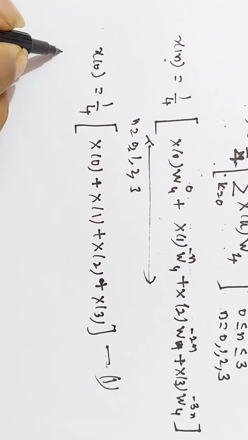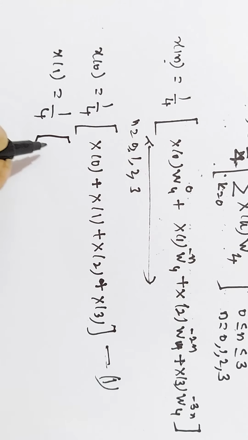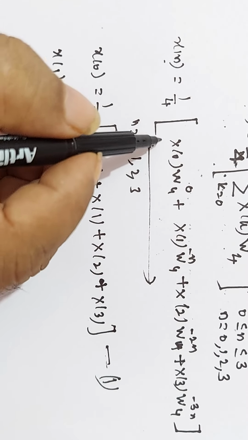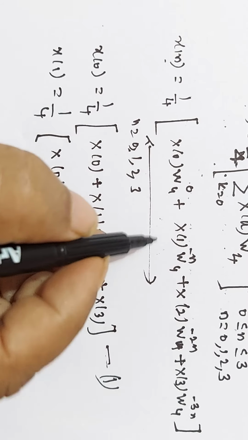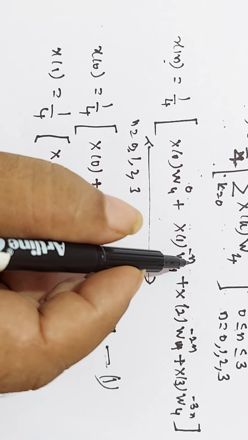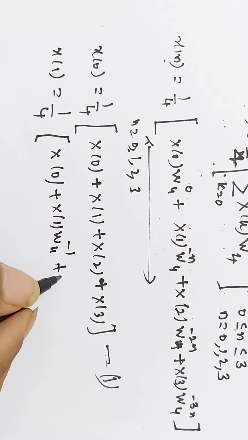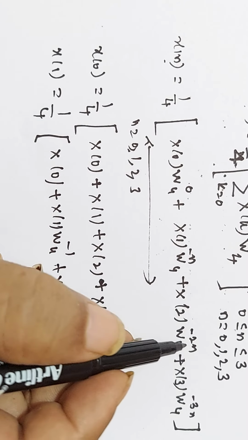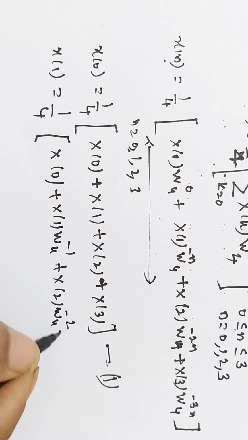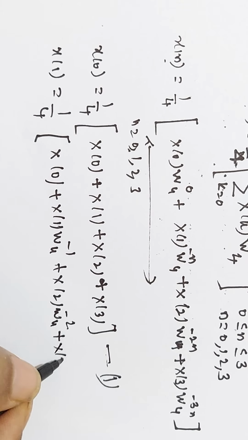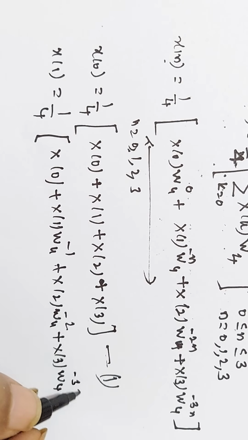Similarly, the second sequence is given by putting n equals 1. This is 1 by 4 times: X of 0, W_4 0, is X of 0 itself, plus X of 1, W_4 with n equals 1, minus 1. Therefore, this is X of 1, W_4 minus 1, plus X of 2, W_4 with n equals 1, minus 2 into 1, that is minus 2, W_4 minus 2, plus X of 3, W_4 with n equals 1, minus 3 into 1, minus 3.